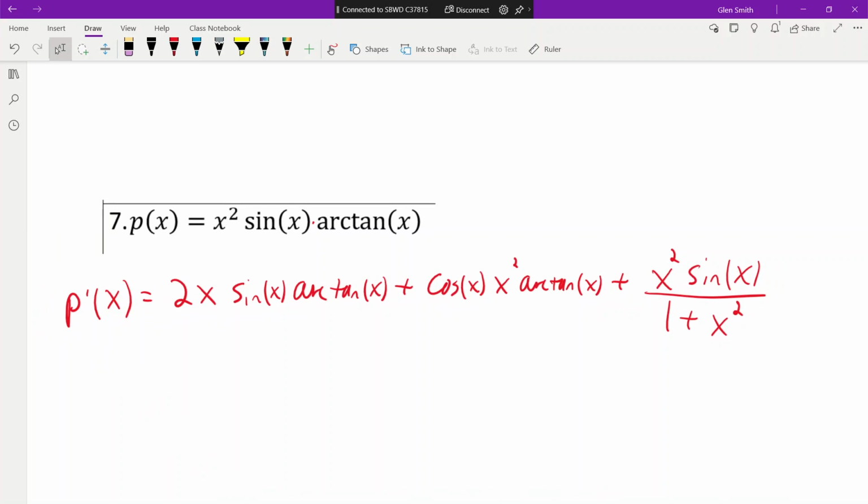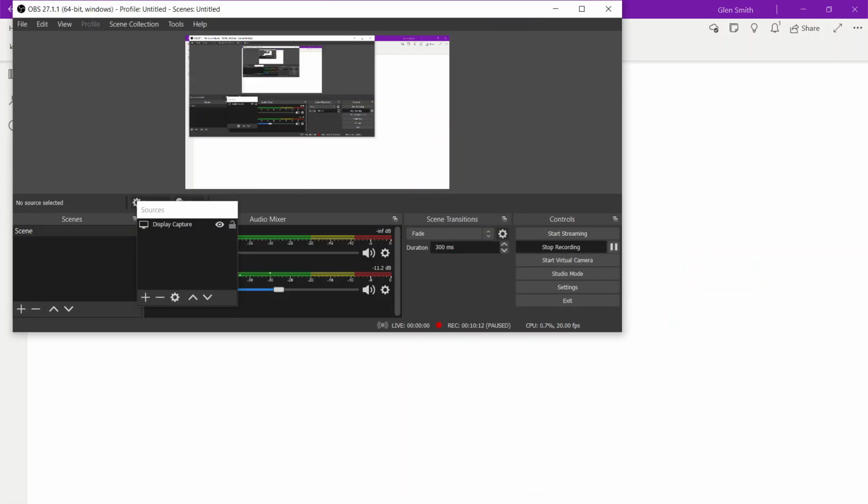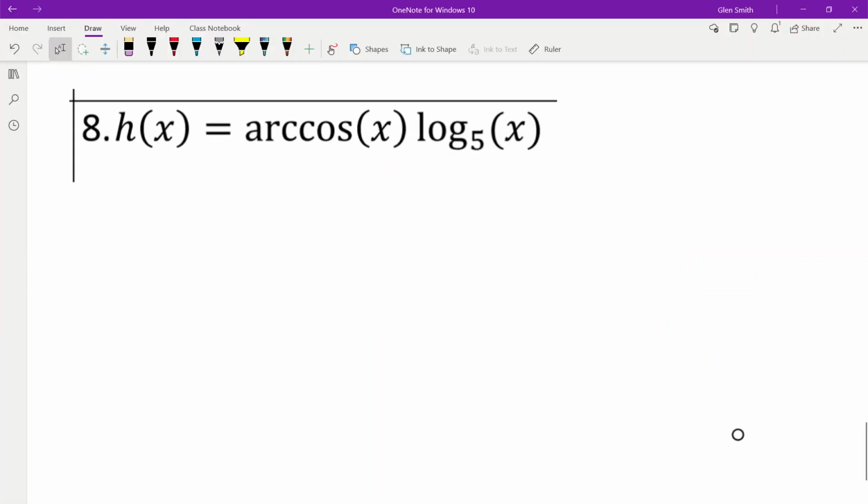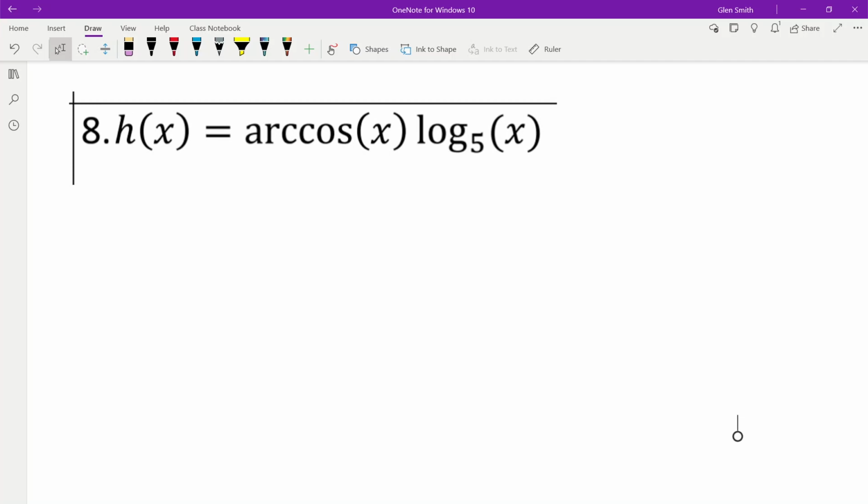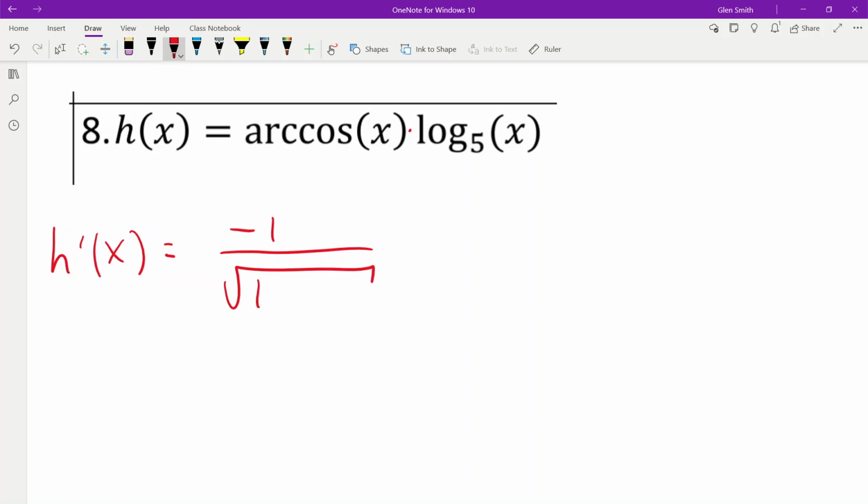All right, y'all. Let's talk about 8. This is just the product rule, right? Because we've got arc cosine times something, which is different than arc cosine of something. It's arc cosine of x times something. So h prime is, derive 1. It doesn't matter which one. I'll derive arc cosine first. That's negative 1 over the square root of 1 minus x squared.